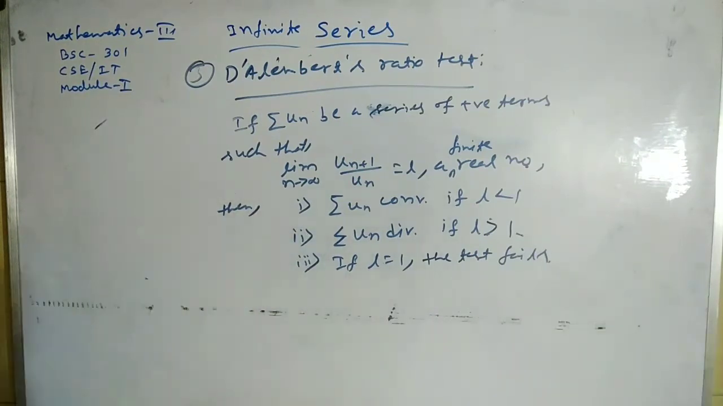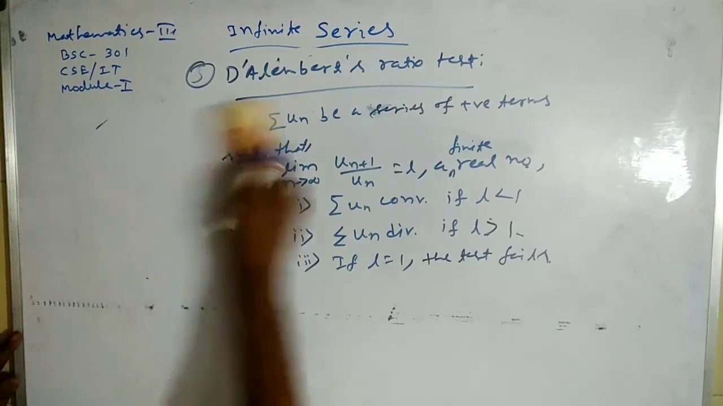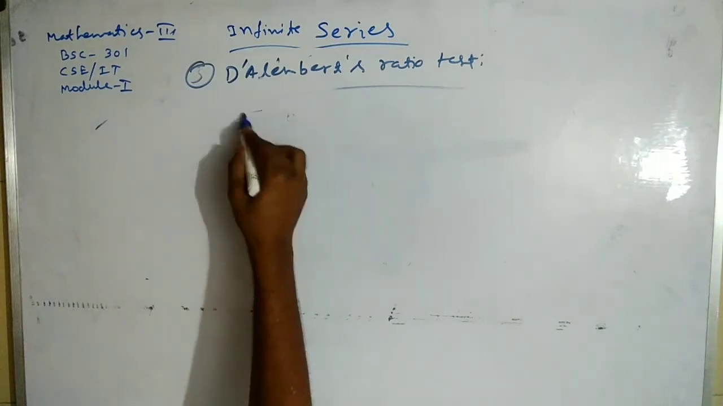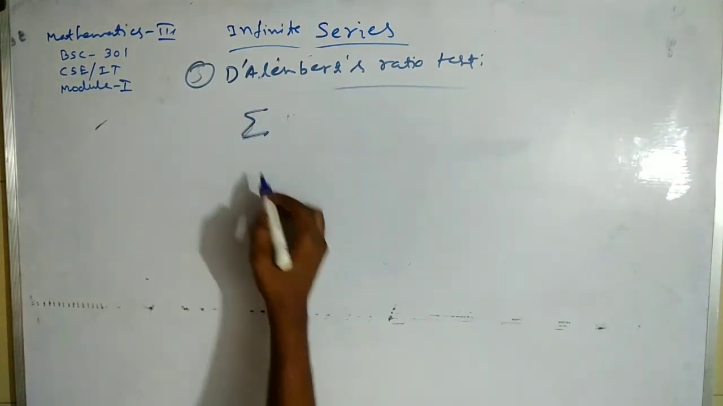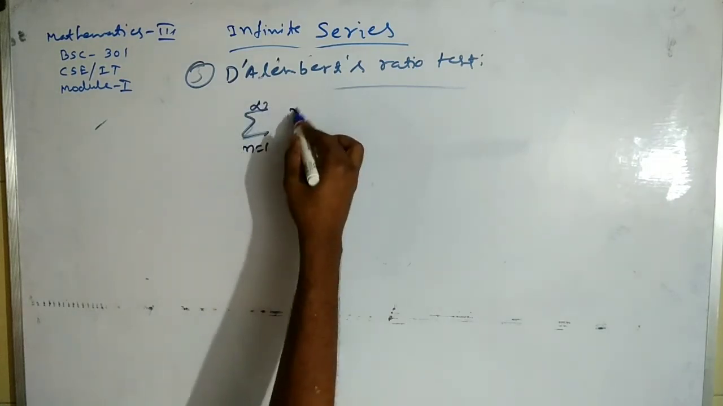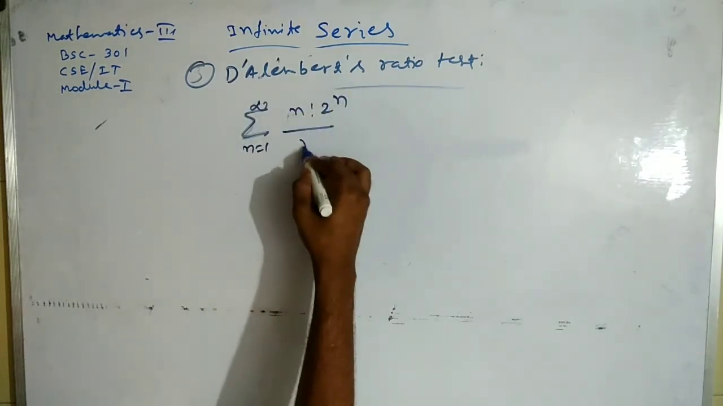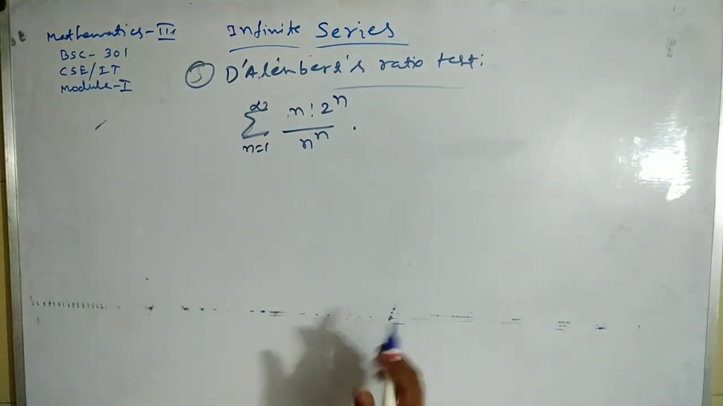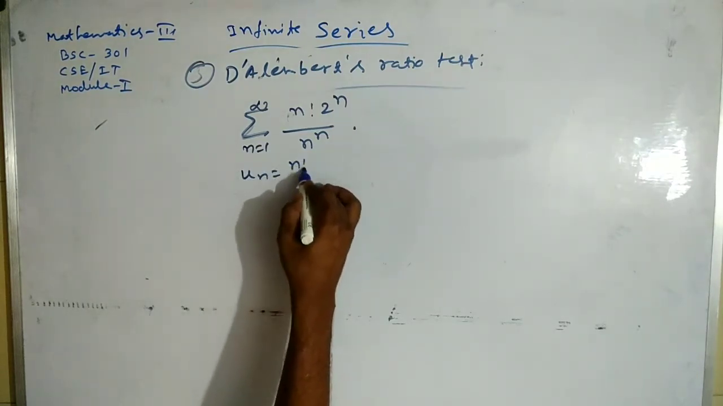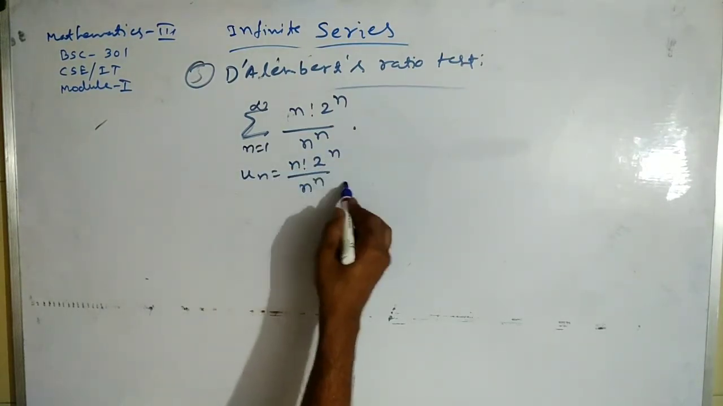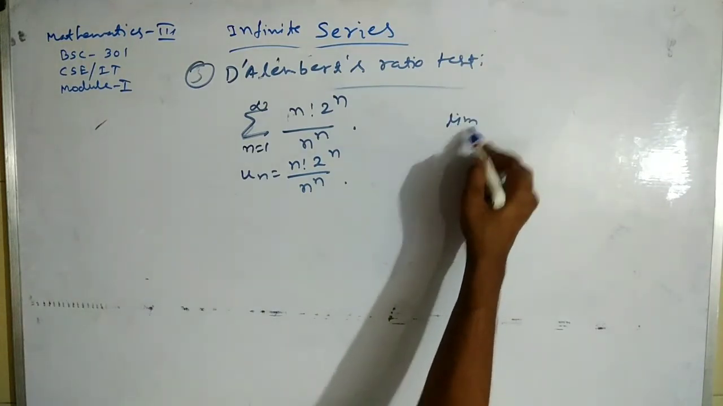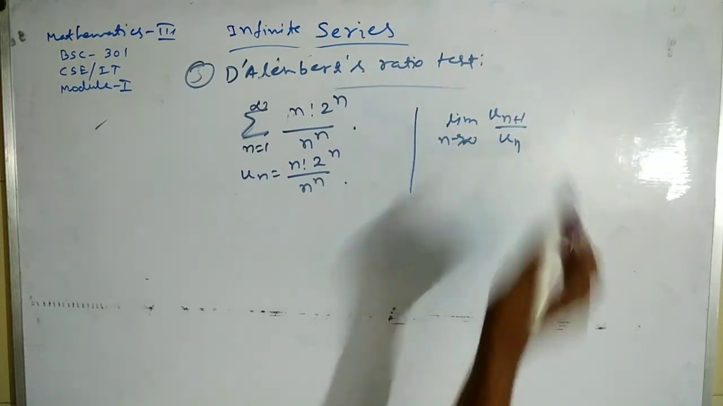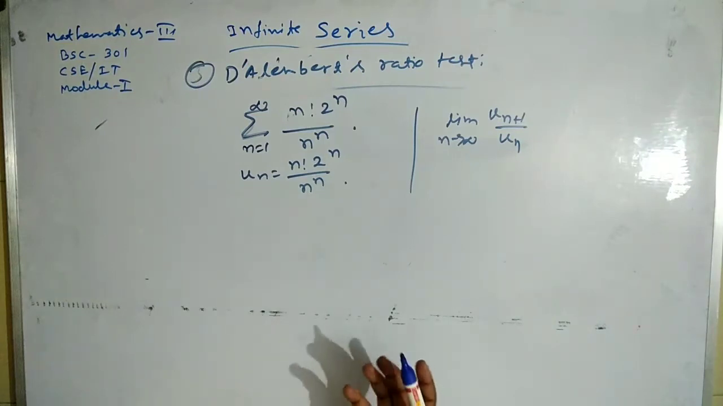Okay, now I will give an example. The example is summation n equal to 1 to infinity n factorial by 2 to the power n by n to the power n. We will test the convergence of this series. Here un equals n factorial into 2 to the power n by n to the power n, and we have to check the limit n tends to infinity un plus 1 by un, according to D'Alembert's ratio test.